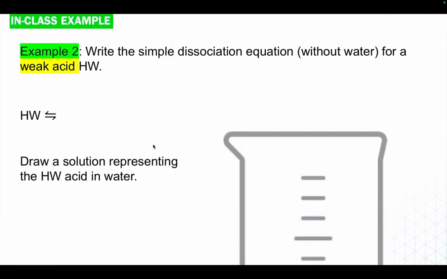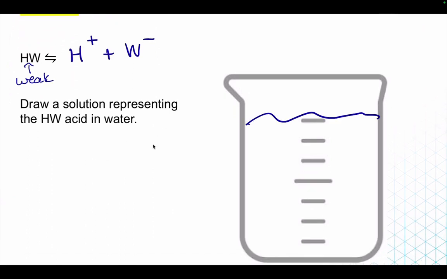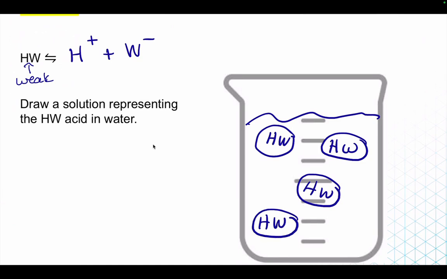Again, this is just what I just did, but breaking up a generic acid where W is just an anion that's -1. You could use any letter there, but if I tell you that this is weak, it still breaks apart, otherwise it's not an acid, but most of it stays together. So if I were to draw it in water, I'm going to draw most of them together as a molecule, but I do want to show at least one broken apart to model that it is an acid.